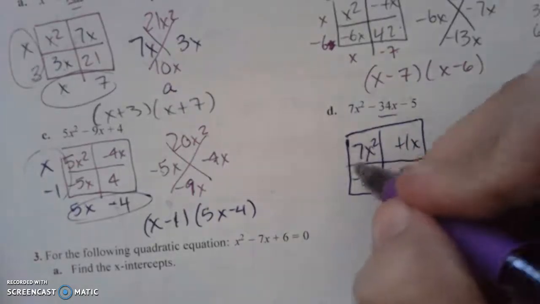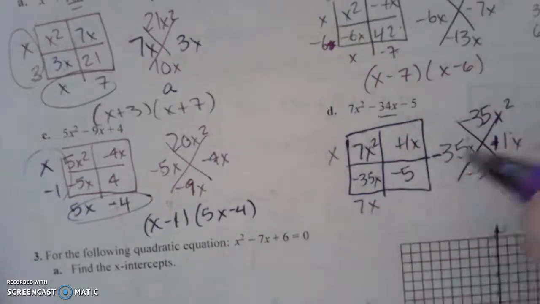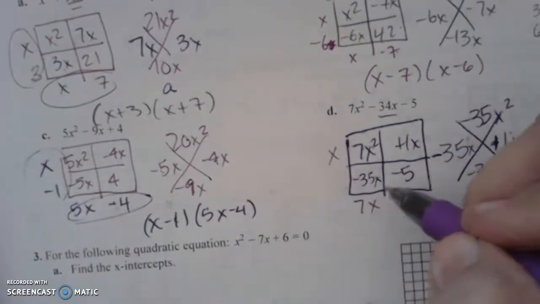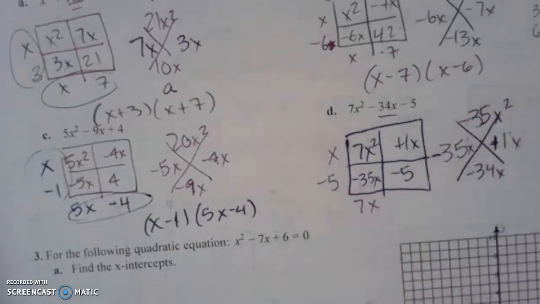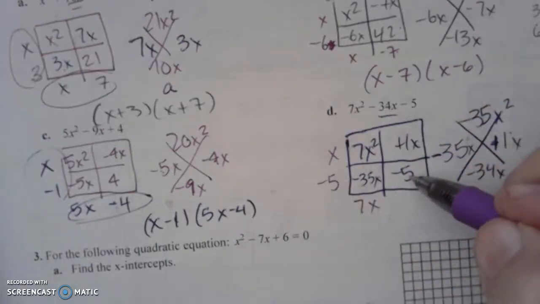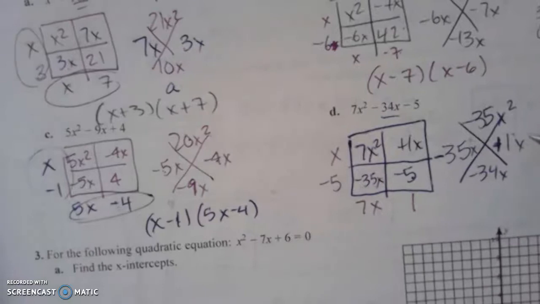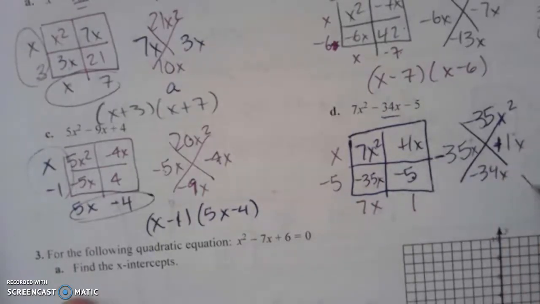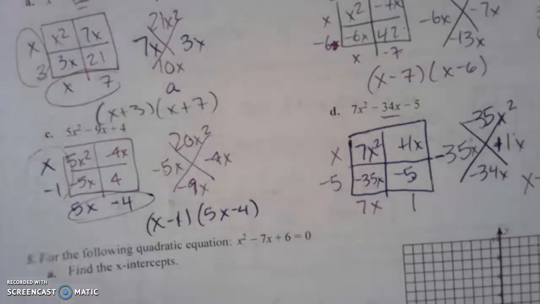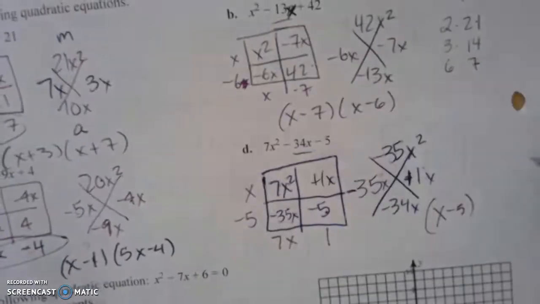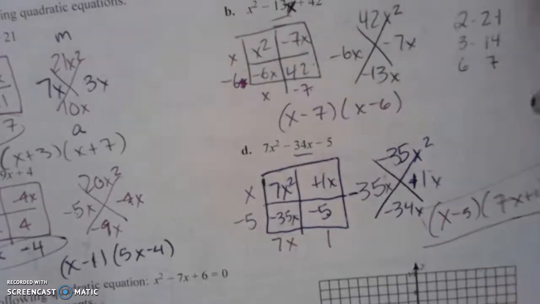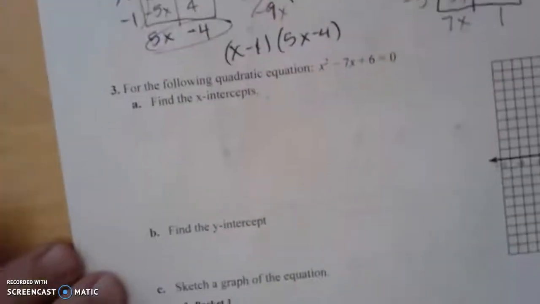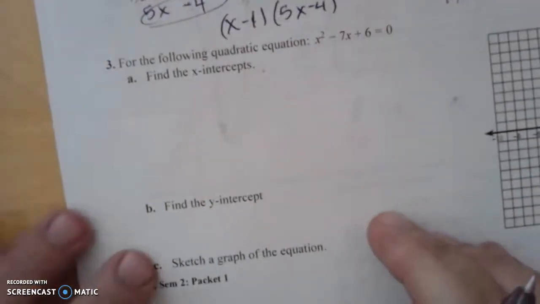Okay, let's go through our process. Here I go, x and 7x. Well, 7 times what makes negative 35? The negative 5. Negative 5 times what makes 1, or negative 5 times 1. So now here are my terms: x minus 5 and 7x plus 1. Okay, we have just factored that. That's a big, huge deal. Let's look at the last problem.